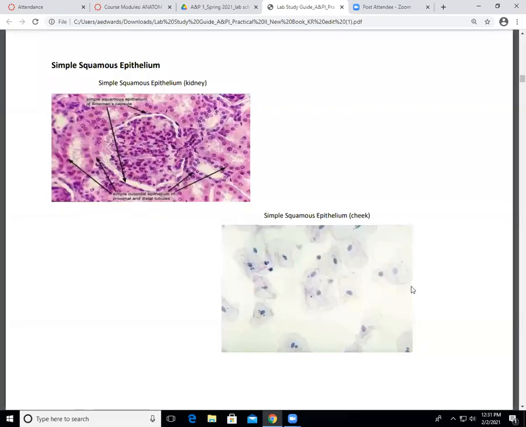All right, again, this one layer around a glomerulus in your kidney, so it's Bowman's capsule. So that's simple squamous. Down here you've also got some flat irregular cells in the cheek. These are also simple squamous. These are really hard to see, but these are one layer here of square-shaped cells. So these are simple cuboidal. But we'll show you some better views of those.